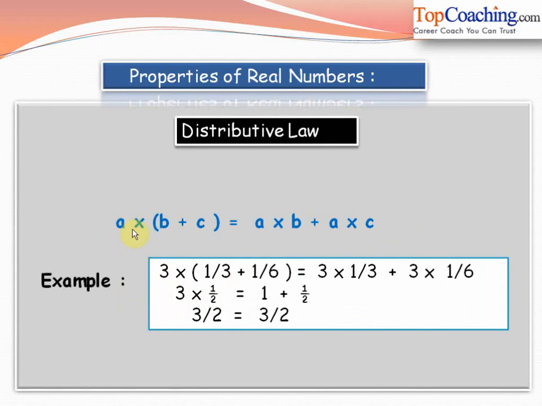If we consider 3 numbers, A equal to 3, B equal to 1 by 3, and C equal to 1 by 6, then A cross (B plus C) would be 3 cross (1 by 3 plus 1 by 6). Similarly, this side would be equal to 3 cross 1 by 3, as B is equal to 1 by 3, plus 3 cross 1 by 6. Now here, 1 by 3 plus 1 by 6 is equal to 1 by 2. So what we get here is 3 into 1 by 2. And from here, 3 and 3 get cancelled, we get 1, and here we get 1 by 2. So LHS is equal to 3 by 2, and RHS is also equal to 3 by 2.